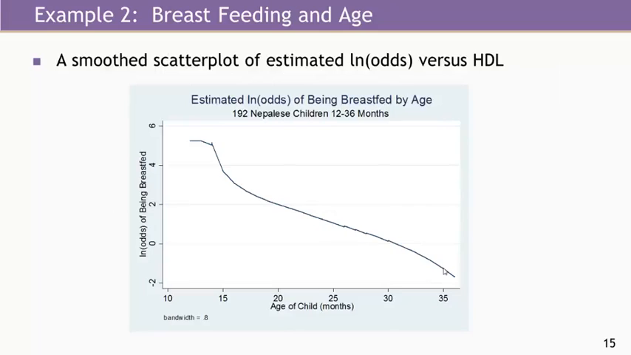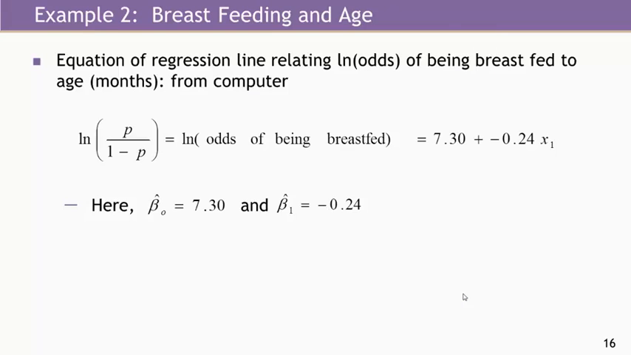So here's a lowess smooth scatter plot of the log odds versus age of the child. The age ranges again from 12 to 36 months. Visually, there's a little bit of a curve here, but to start, I'm going to suggest that fitting a line is not a bad approximation to what we're seeing. So I'm going to go ahead and do this on the computer. The estimated equation I get looks like this. The log odds of being breastfed is equal to 7.3 plus negative 0.24 times age in months. So again, we have a negative association, at least for these data.